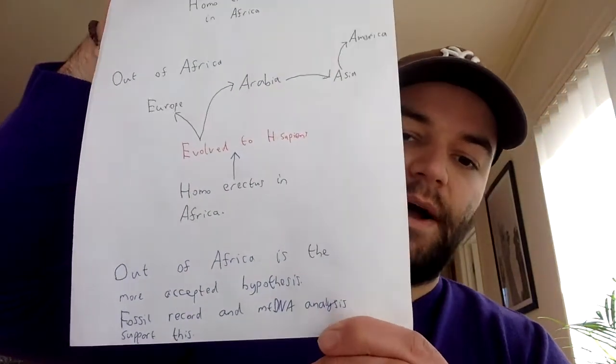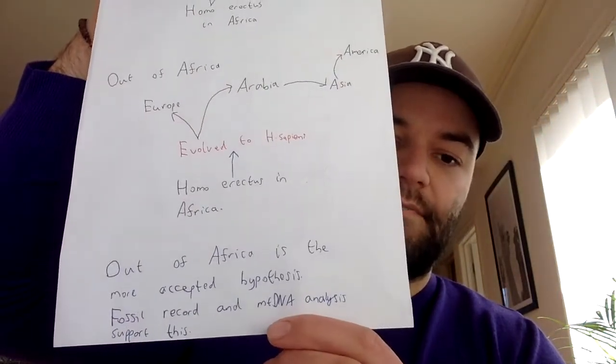And also mitochondrial DNA analysis supports that as well. Basically there's greater variation in the DNA of humans from sub-Saharan Africa, where Homo sapiens would have evolved in the out of Africa hypothesis, because they've been generating more mutations with more time. So just on the face of it, out of Africa does make more sense, and then the fossils and DNA evidence back that up as well.